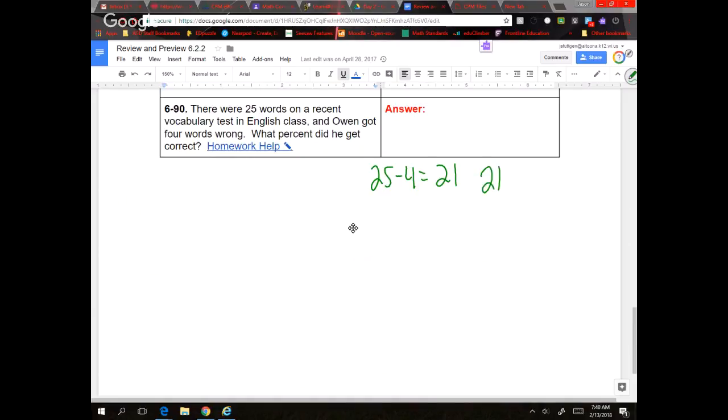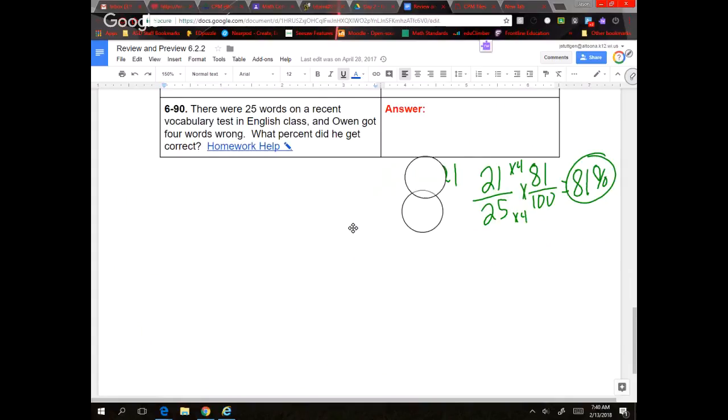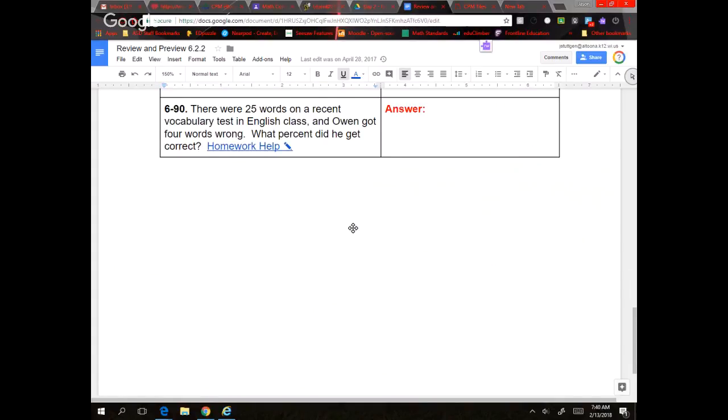So the fraction is he got 21 right out of the total 25, right? Now remember, this is a review problem from a long time ago. You want to make the denominator 100 because the percent is always out of 100. So if I times this by 4 to get 100, I got to do the same to the top. All right, so I get 81. 81 out of 100, I should know is the same as 81%. Okay? Those are the answers to 6.2.2.